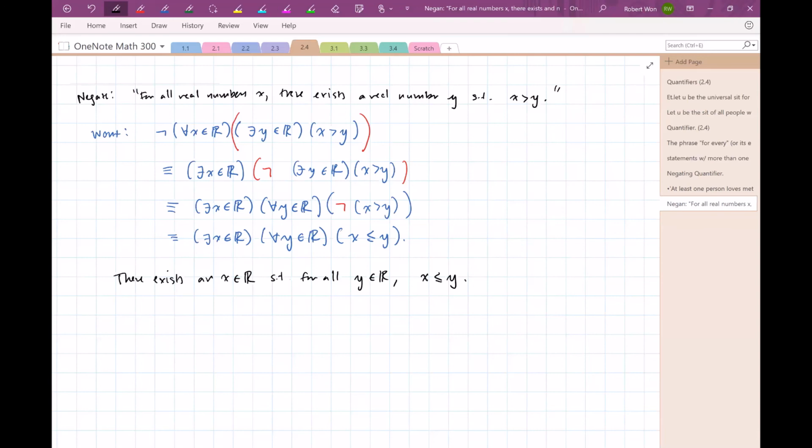Okay, so if you ever have a complicated sentence that you need to negate, you just take it piece by piece, one at a time, and you're able to negate the whole thing. Okay, so that takes us to the end of chapter 2. The next lecture will begin 3.1, which is on direct proofs.